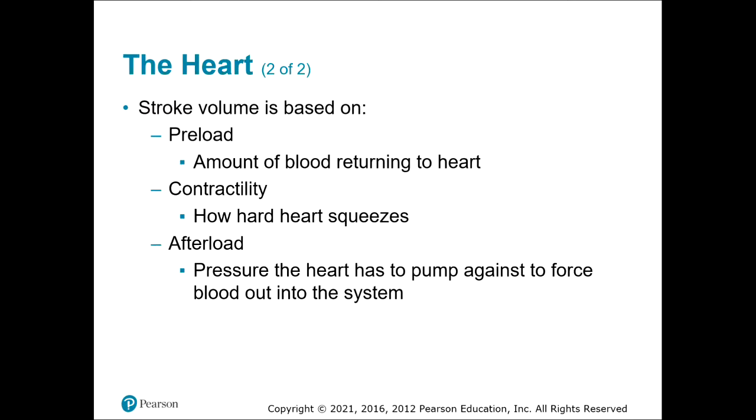Is afterload a good thing? Do we need afterload? Yes, we do need afterload. That was going to be a trick question. I was confused as to... You need all 3 of these things.